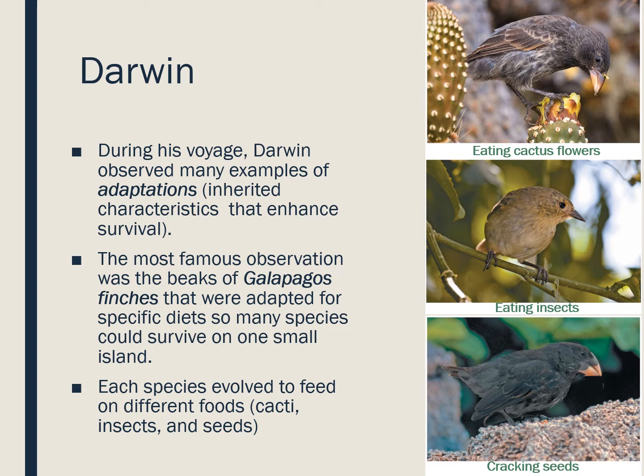So if you see this cactus eating finch up here, you can see he's got kind of a strong beak. He can break through that cactus flower and eat the nectar of the cactus. This insect eating finch right here has a smaller, narrow beak, so it can get into trees and catch those insects. And then the finch at the bottom has a very strong, thick beak so that it's able to crack those seeds open and eat seeds.